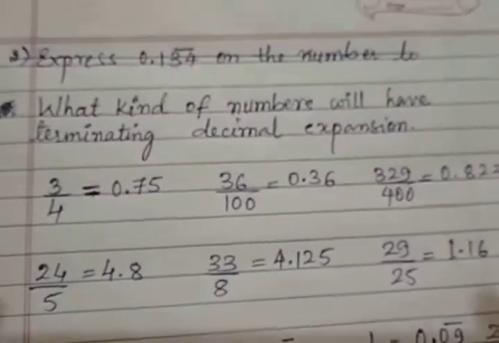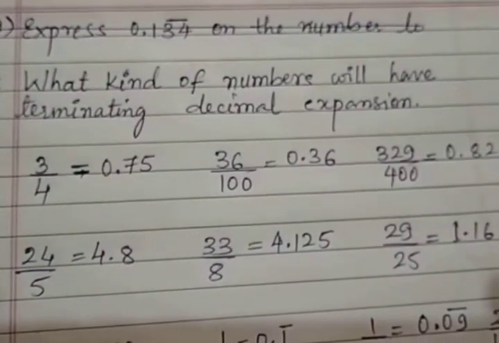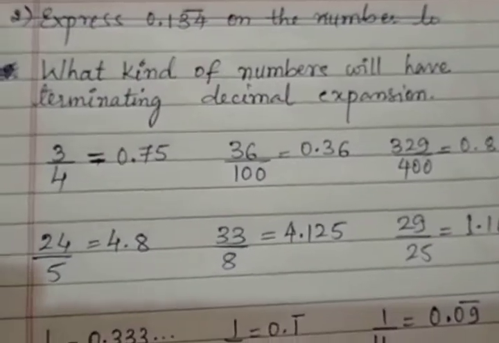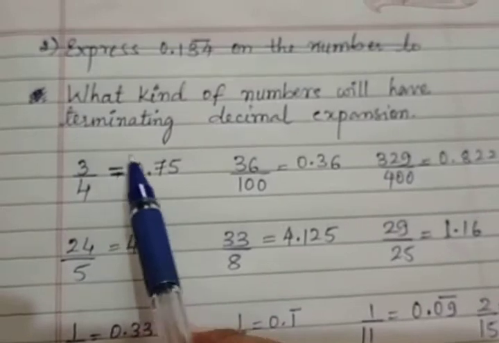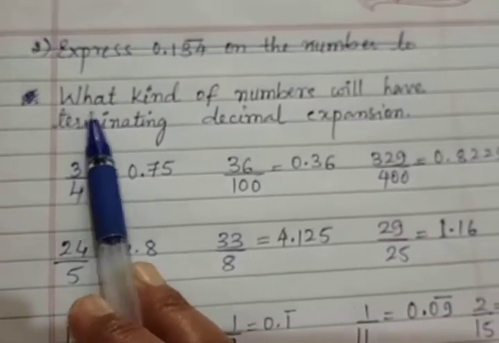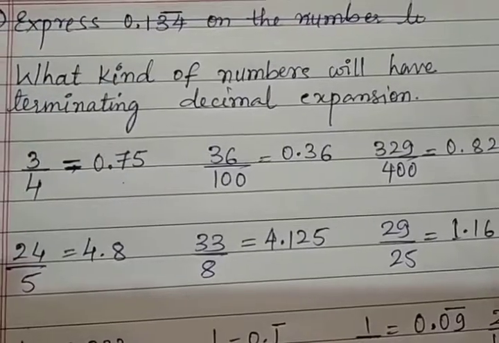Hello everyone, and today we are going to learn what kind of numbers will have a terminating decimal expansion. Here you can see what kind of numbers will end with 0, whose decimal expansion is ending.